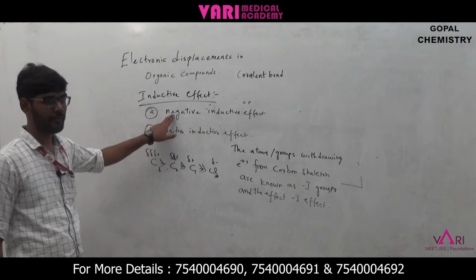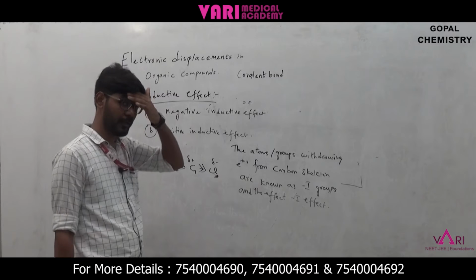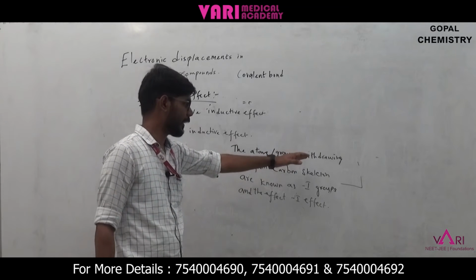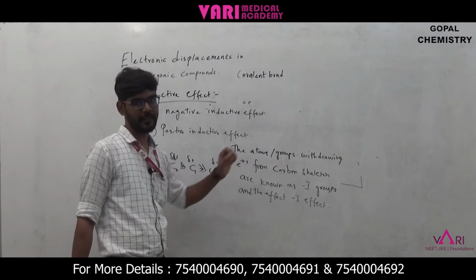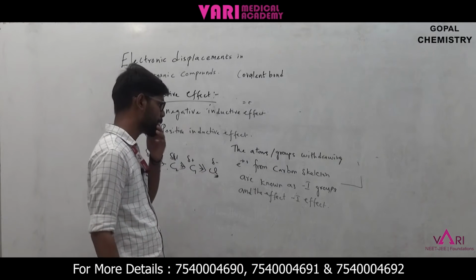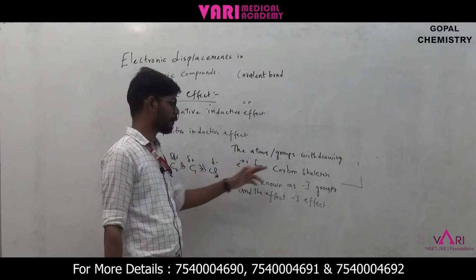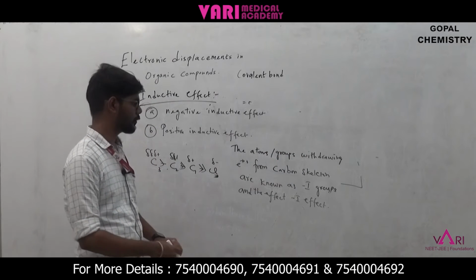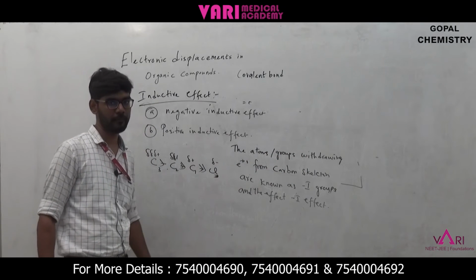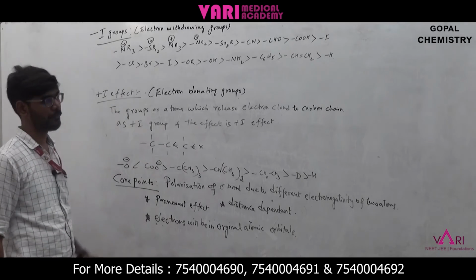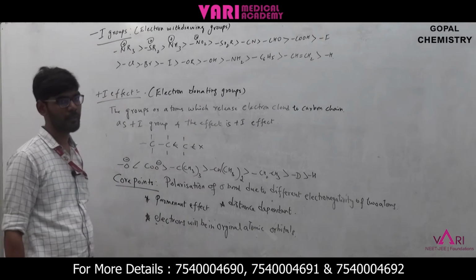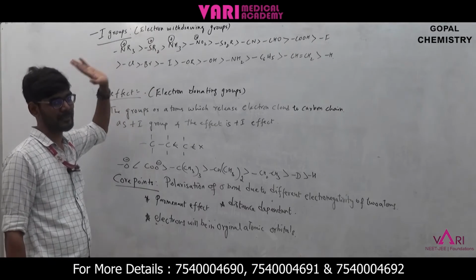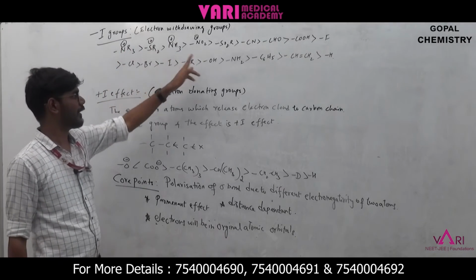The negative inductive effect is when atoms or groups withdraw electrons from the carbon skeleton. The electrons withdrawn by the groups or atoms is known as the minus I effect, and these groups are minus I groups. Those are all electron withdrawing groups, since electrons are withdrawn from the carbon skeleton. So this is the correct trend.